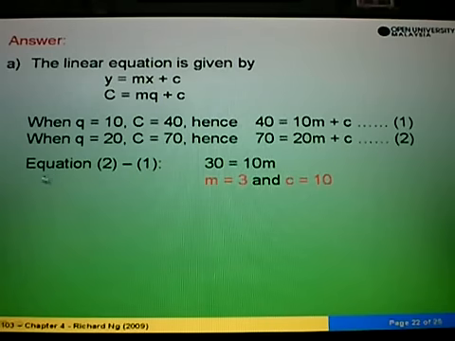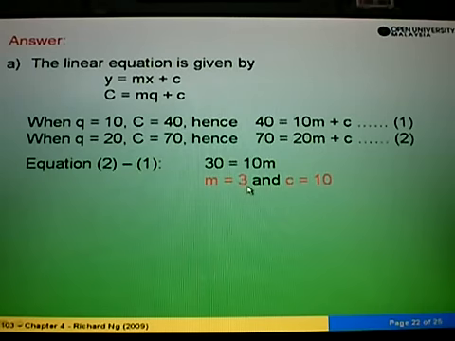Alright, so what we will do is take equation 2 minus 1 because we want to get rid of c. So when we take equation 2 minus 1, we have 70 minus 40 equals 30. And on the right hand side, we have 20m minus 10m equals 10m. So 30 equals 10m, therefore m equals 30 over 10, or m equals 3.